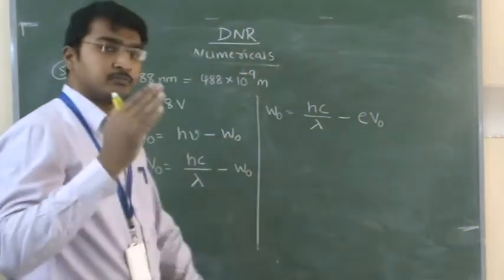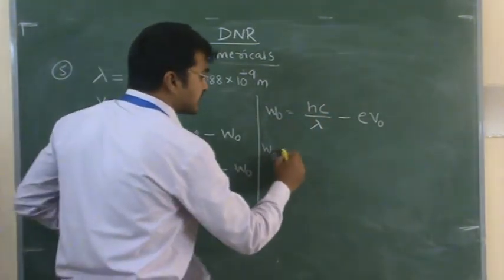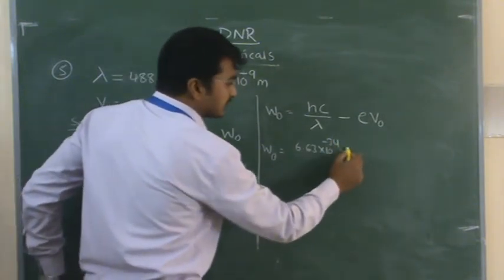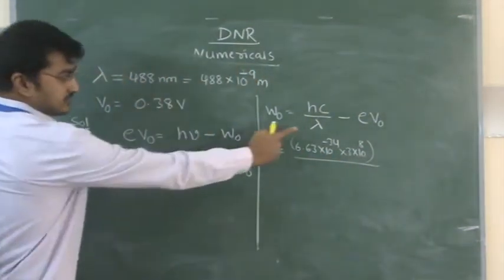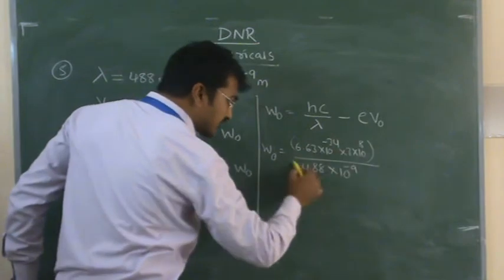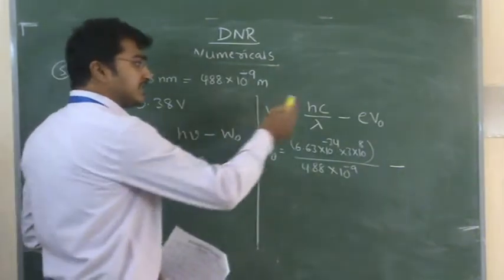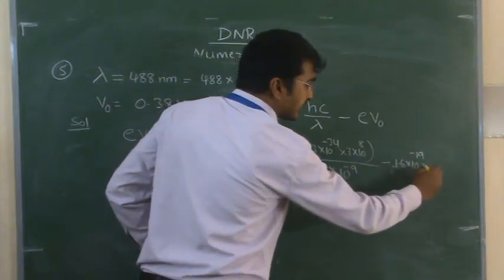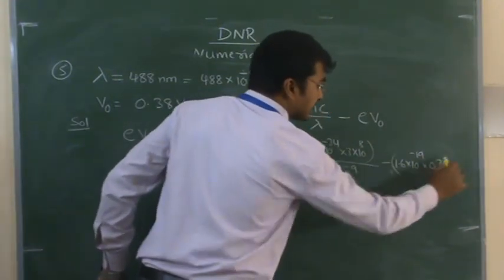So first you make sure that all are in SI unit or not. Okay, W naught is equal to, what is the h value? 6.63 into 10 to the power of minus 34. c value 3 into 10 to the power of 8. This is one term. Divided by lambda. Lambda is equal to 488 into 10 to the power of minus 9. So first you do the calculation of this part. Then minus eV naught. What is e? Charge of electron 1.6 into 10 to the power of minus 19. Then V naught value 0.38 volts. This is the second part.